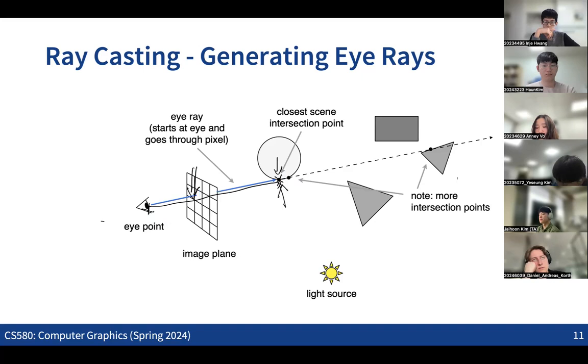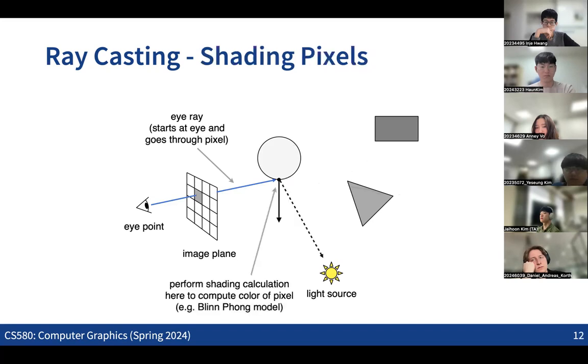But here, what we also want to do is determine the color information not only based on some inherent property of this surface, but also based on the light here. So we are not only checking this point, but we actually shoot a ray again to the light source to check whether this point is visible not only from the eye point, but also from the light source.